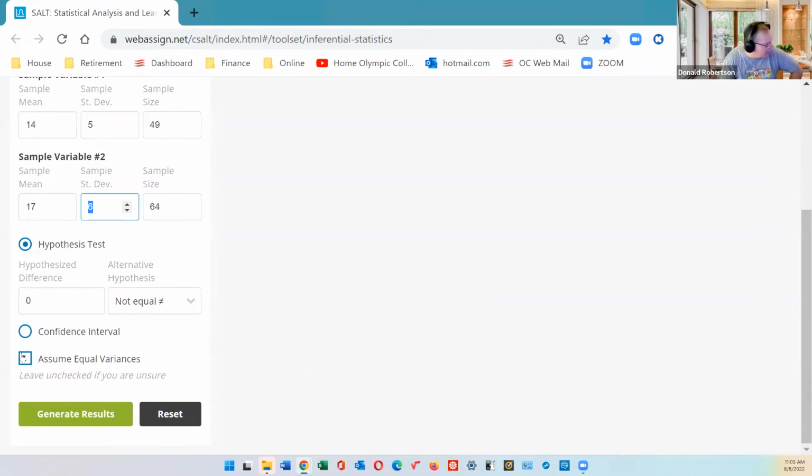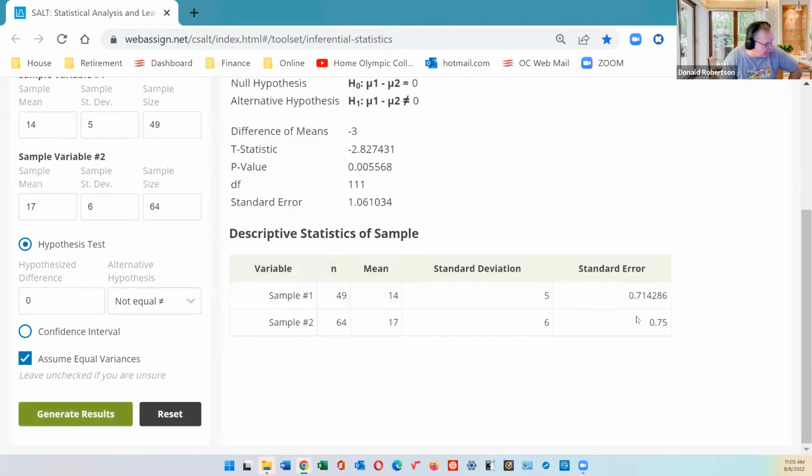And so I'm actually going to break my rule. I'm going to assume they're equal, right? And I'm going to generate the results. And here is our p-value. Right, you got that number 0.0055?